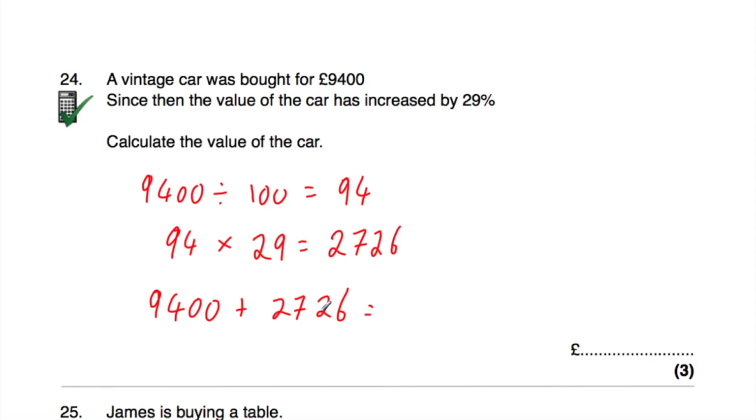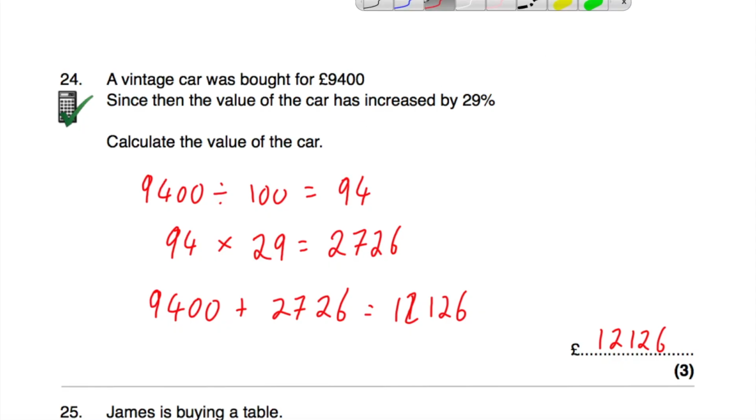So 9,400 plus 2,726 is equal to £12,126. And that's it. That's the value of the car now, £12,126. So just to recap, we divided by 100 to find 1%, we multiplied by 29 to find 29%, and then we added it on.